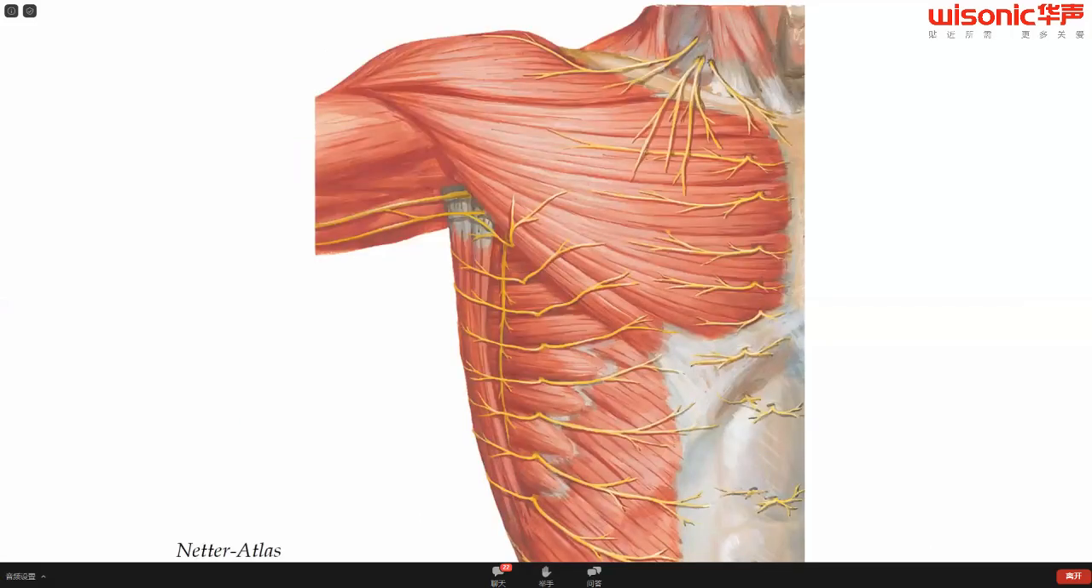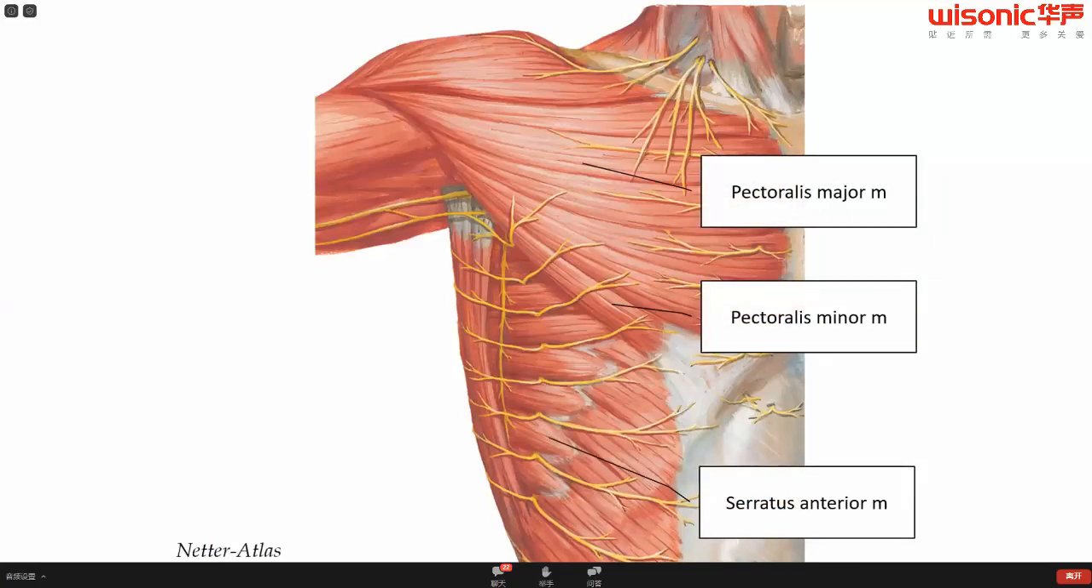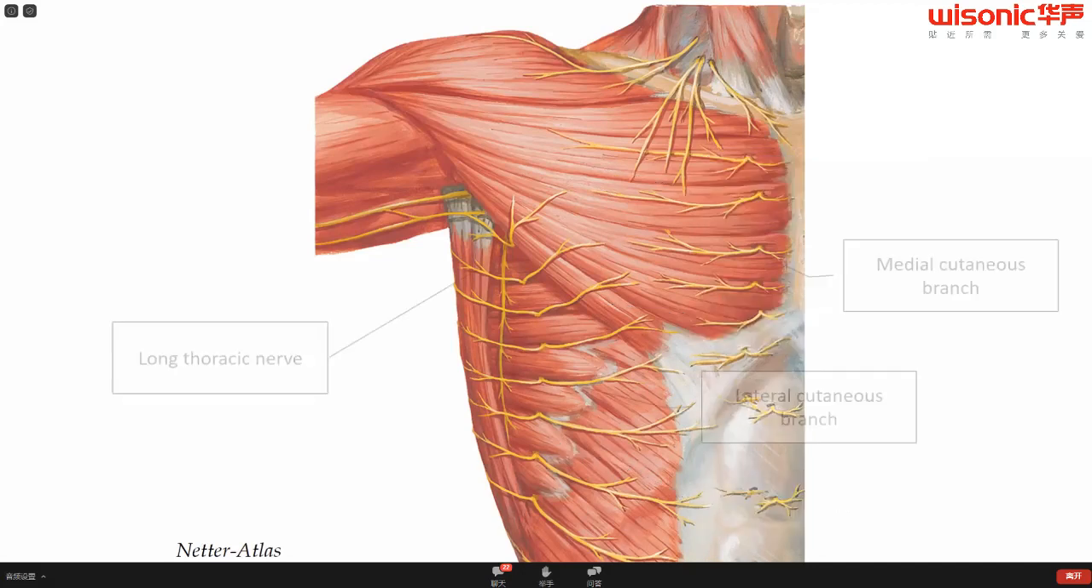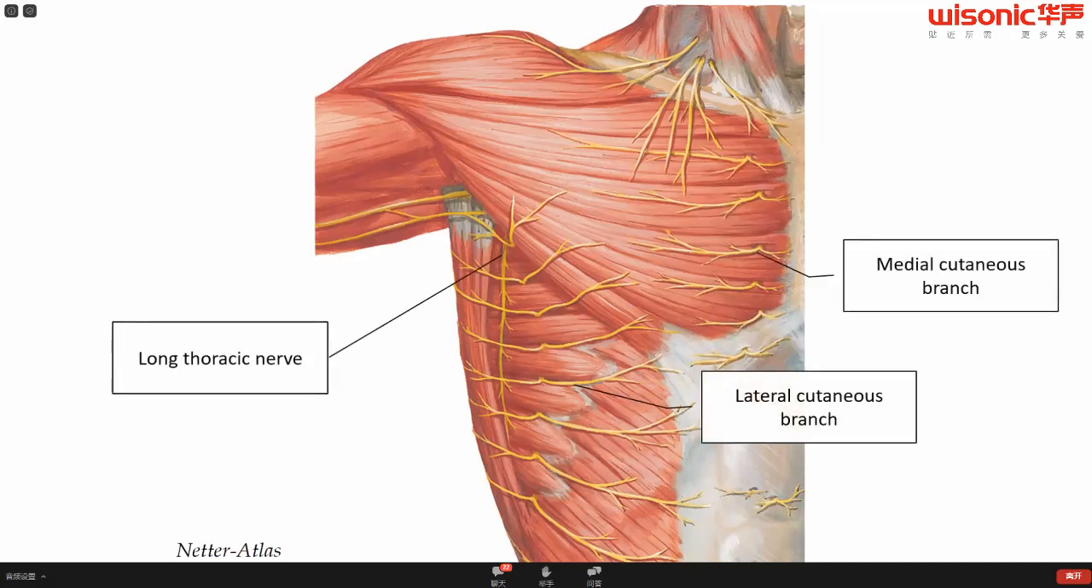This shows you what is important to know from the anatomical side when you do a PECS block. You can see here the pectoralis major muscle, the pectoralis minor muscle, the serratus anterior muscle, and you can see the long thoracic nerve and the lateral cutaneous branches and the medial cutaneous branches of the spinal nerves.